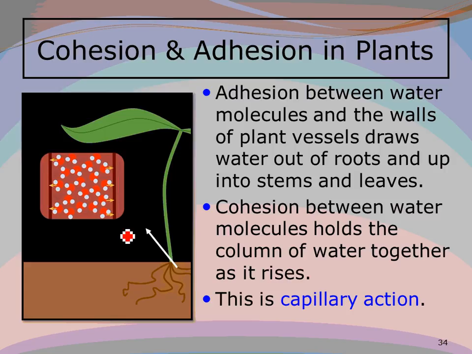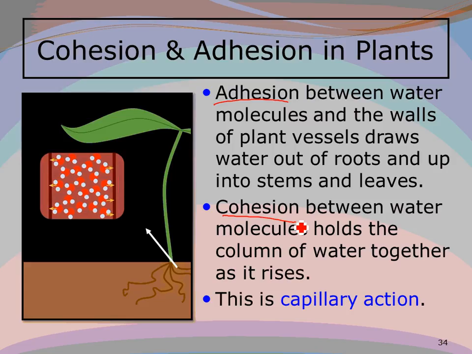So when we put cohesion and adhesion together, you can come up with something called capillary action. And this only happens in tube-like structures. So in plants, this is how plants take water up from the roots to the leaves. It's through capillary action. Capillary action only happens because of adhesion and cohesion. It needs both or it won't happen.